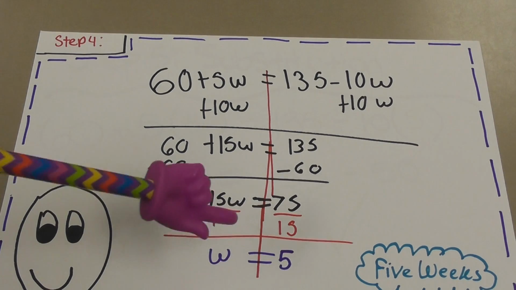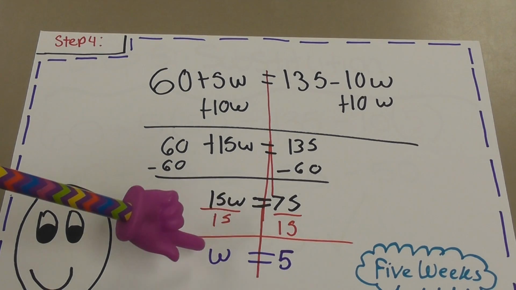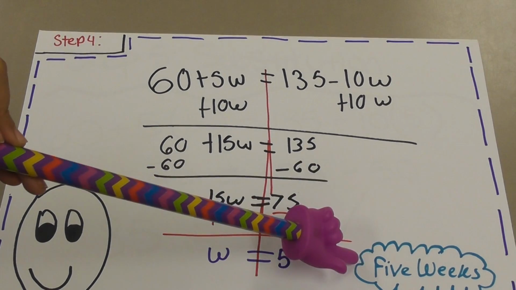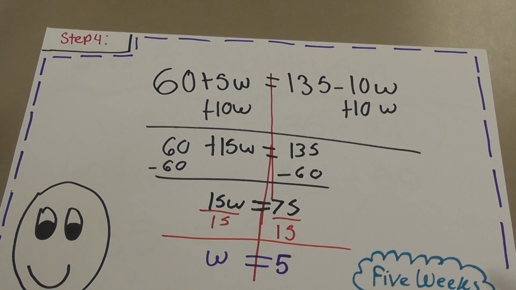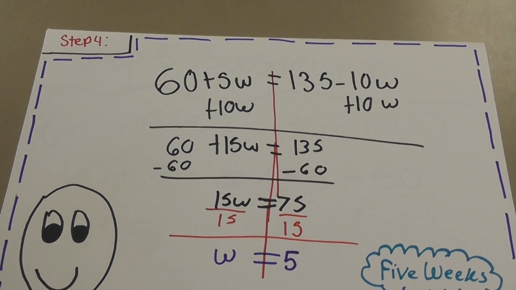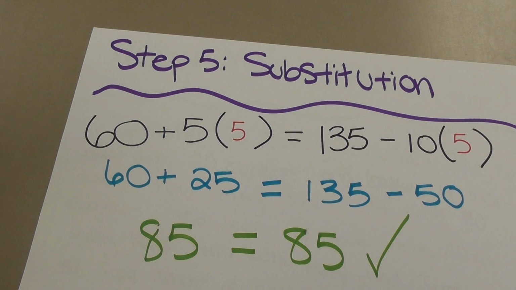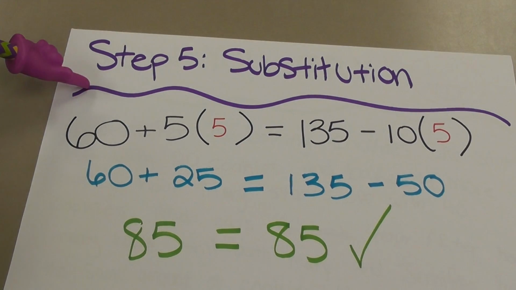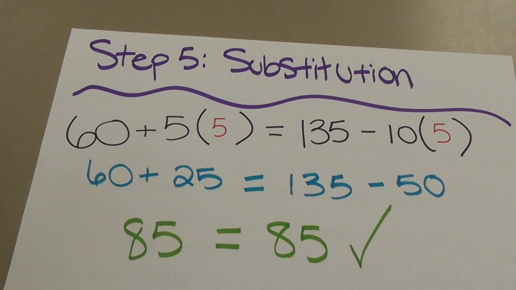So it would take 5 weeks for both Brian and Chris to have the same amount of money in their savings. Now we need to find out how much money that would be. Now that we know that W equals 5, we can use substitution to plug the number 5 back into our original equation to find out how much money the boys will have in their accounts after 5 weeks. We would substitute 5 into every single space where there was a W.